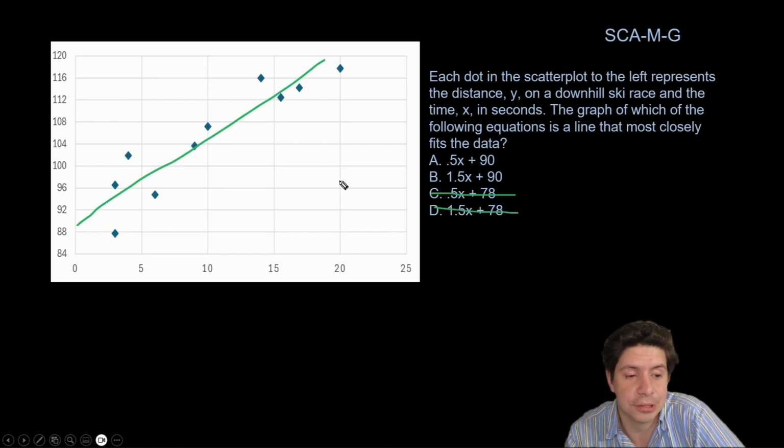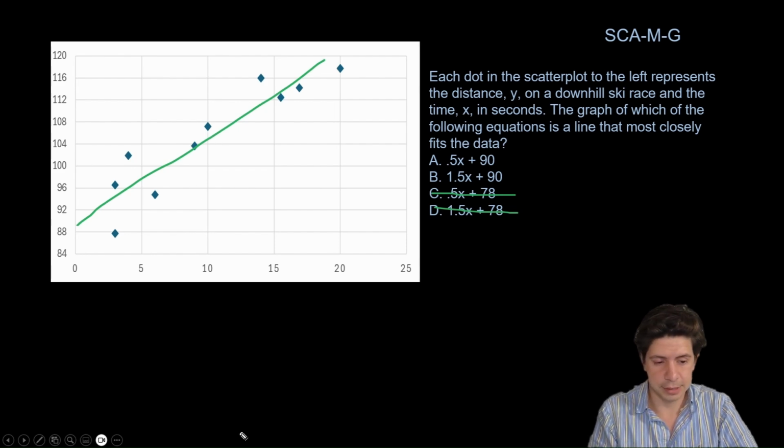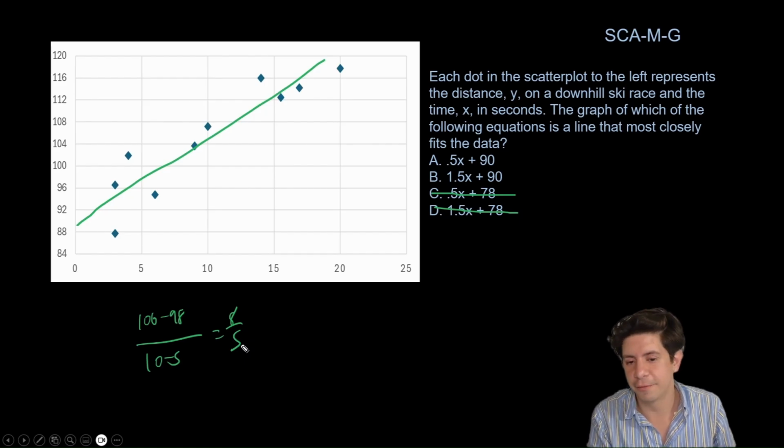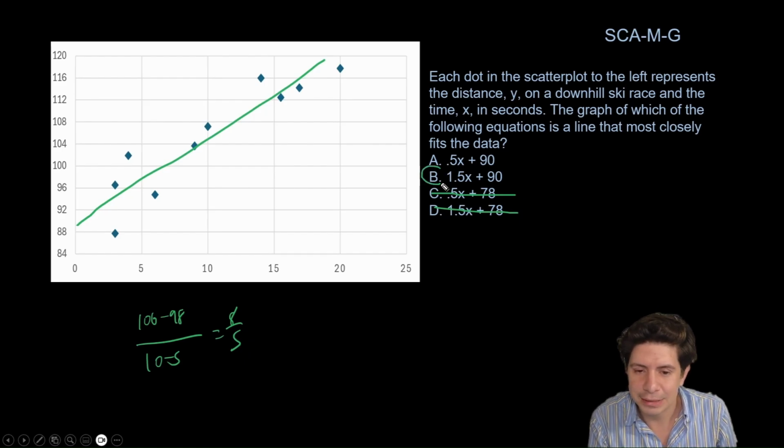And then what's the slope? Well, let's say we're going from here, which is around 98 and 5. And then we go to 10, and that's at around 106 and 10. So we've gone up by about, 10 minus 5 on the bottom. And on top, we're going to have 106 minus 98. So we're going to get 8 over 5, which is approximately 1.5. So it's going to be B as in boy.